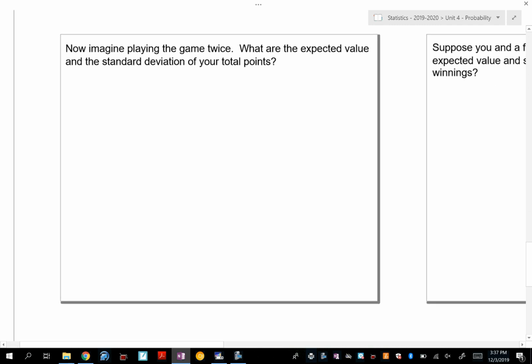Now it says to imagine playing the game twice. Okay? So this is not the points are doubled. We're going back to the original problem that the points are 0, 5, and 50. Back to the original, 0, 5, and 50. Now I need to find the expected value of playing it the first time and then playing it again.